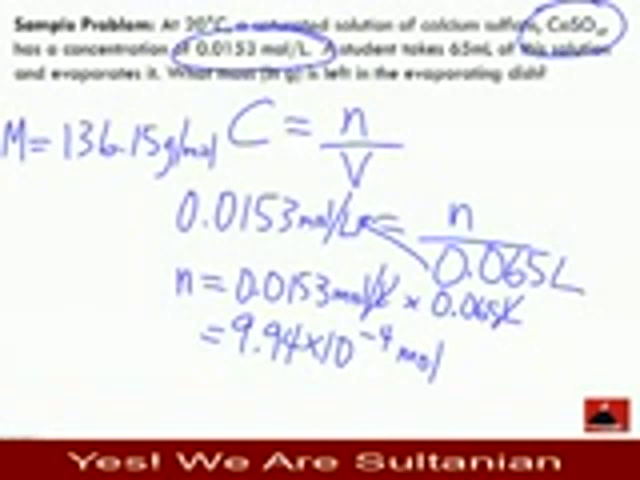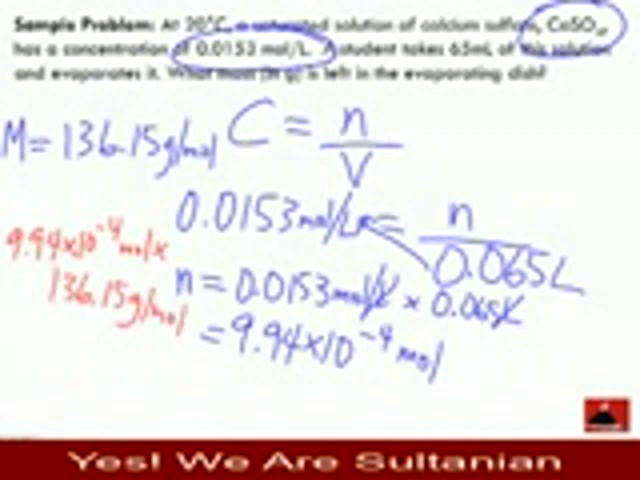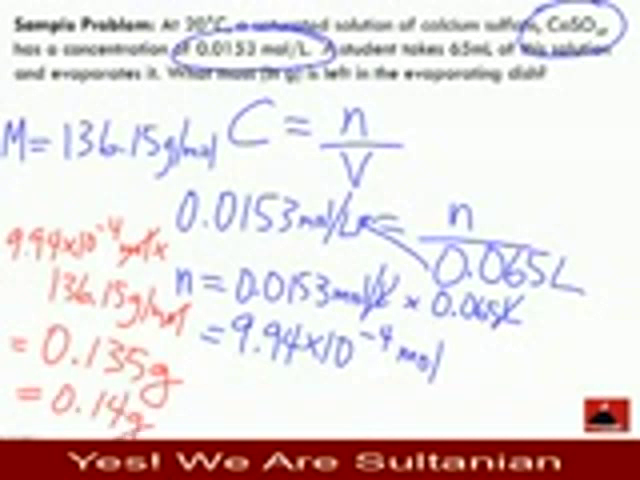So we have 9.94 times 10 to the -4 moles, and we're going to multiply it by 136.15 grams per mole. Moles cancel out, and the mass that I'm left with is 0.135 grams. But the least number of significant digits in my question is 2, so my answer is 0.14 grams left over in my evaporating dish.